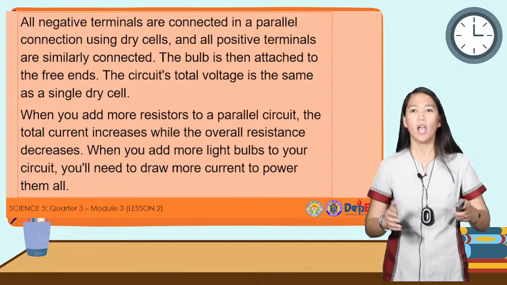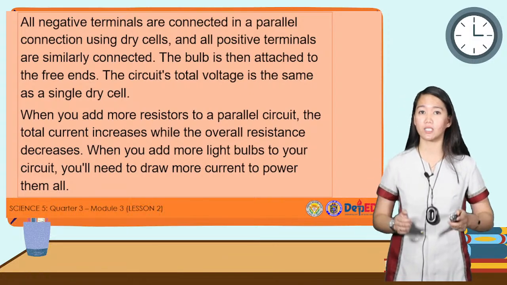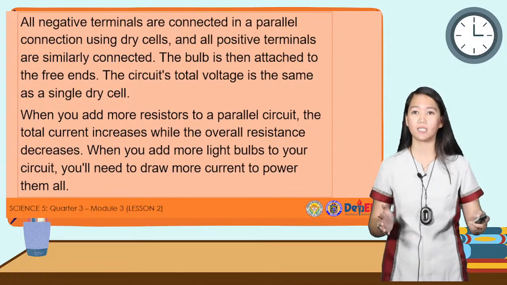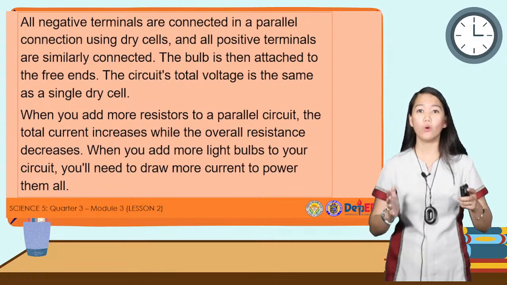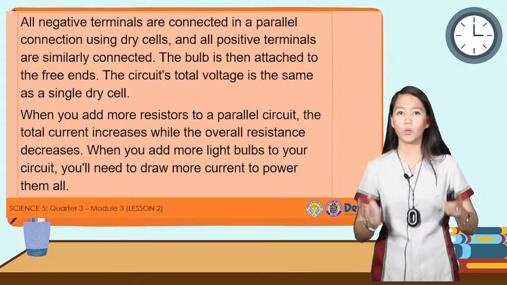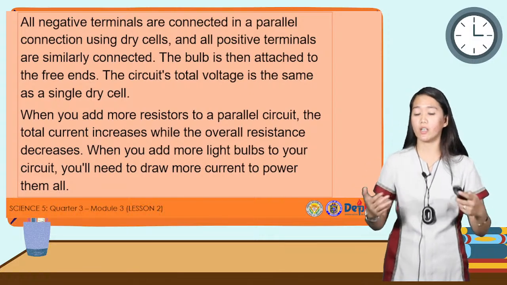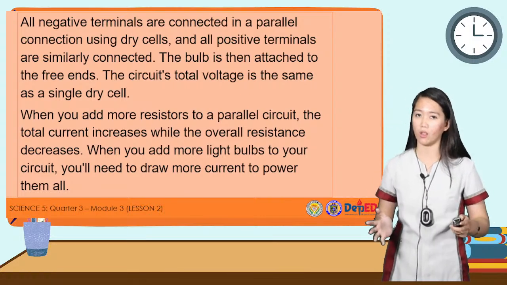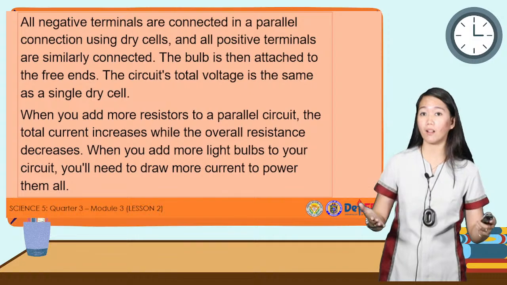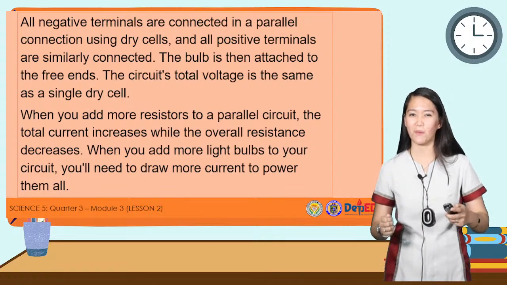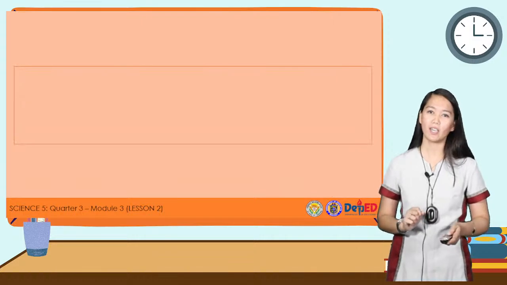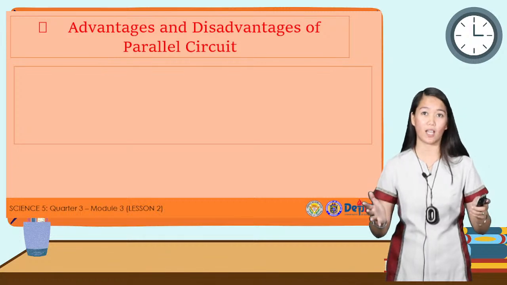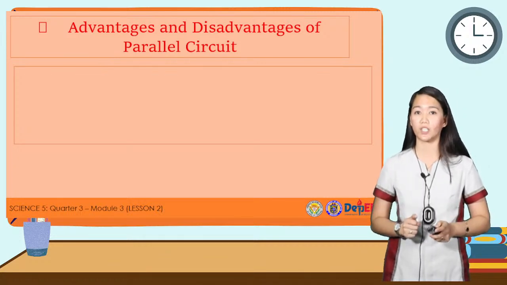Now, when you add more resistors to a parallel circuit, the total current increases while the overall resistance decreases. When you add more light bulbs to your circuit, you'll need to draw more current to power them all. So, more light bulbs, more current. Remember that, children. Now let us discuss the advantages and disadvantages of parallel circuit.